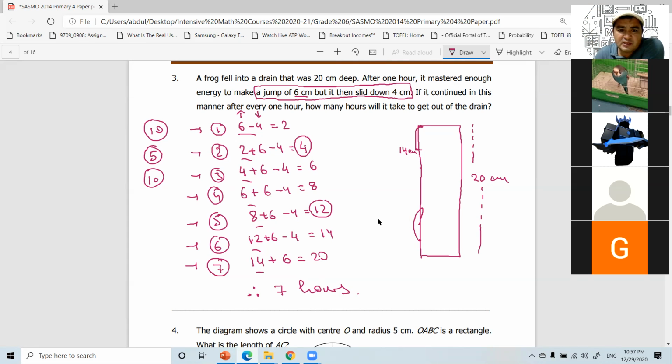Again, here we have 2, right? Again 2 plus 6 centimeters jumping, again 4 centimeters sliding down. And these are the jumps, okay? 6 centimeters jumping, again, because it's so slippery, and sliding down.